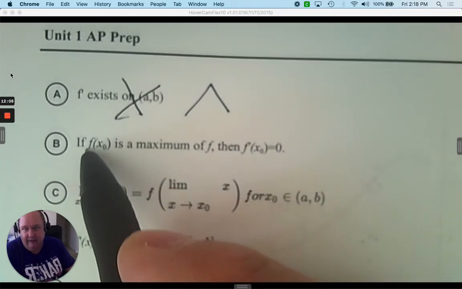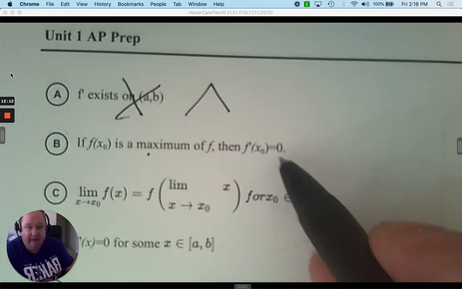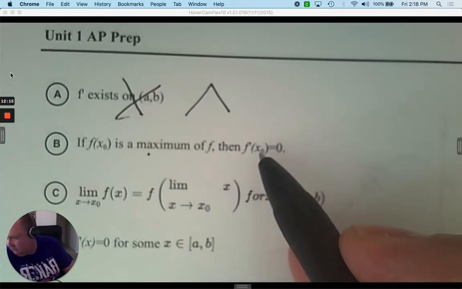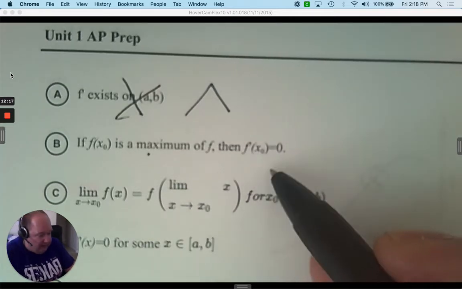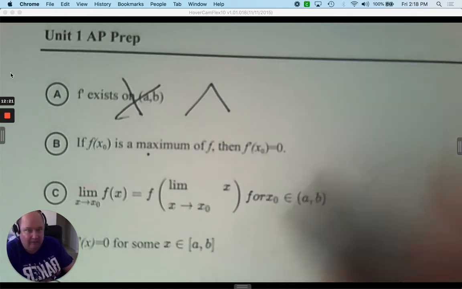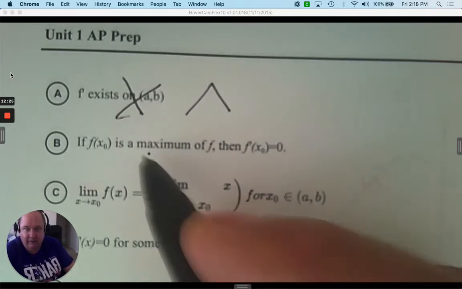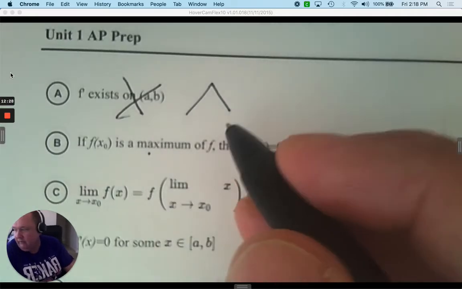If f at x sub 0 is a maximum of f, then that means the derivative of that must be 0. No, because you could have a maximum at the ends necessarily, or it could be a minimum, right, in terms of that. So if that is a maximum, then so on. So the answer to that is no.